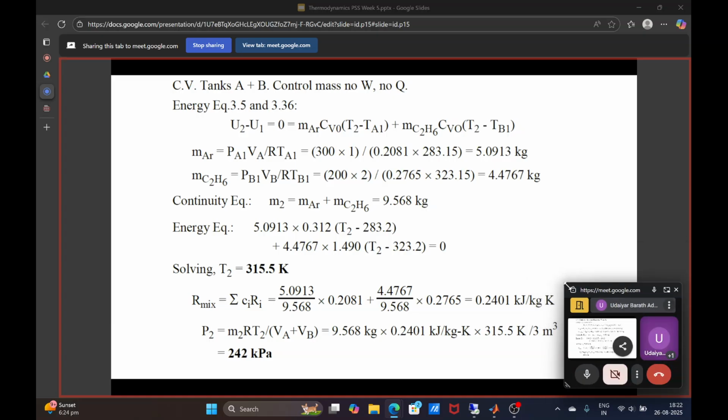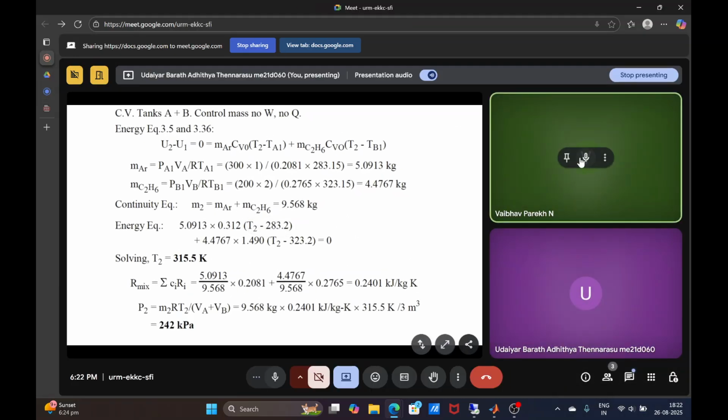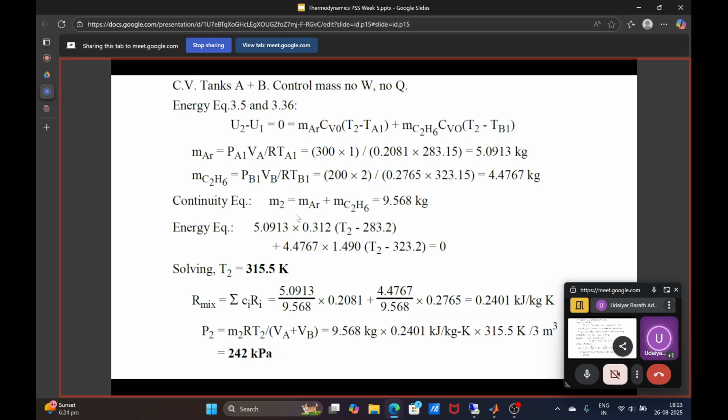Since the volume is closed, we have a closed system, so your mass will remain the same. So the total mass after the formation of the uniform state is 9.568.